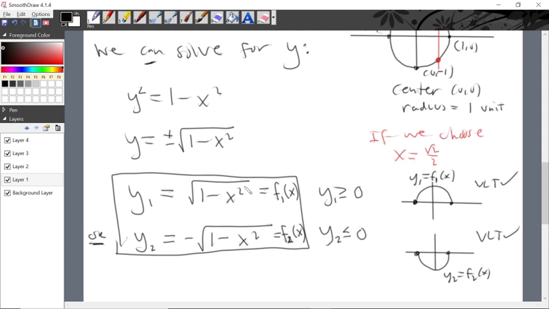What we couldn't do is go up here and call this f of x. Why can we not call this f of x?